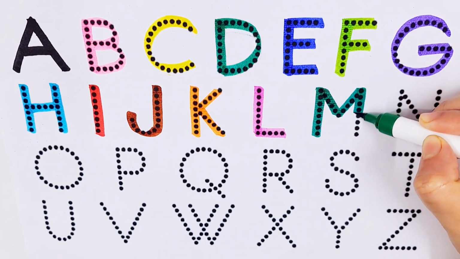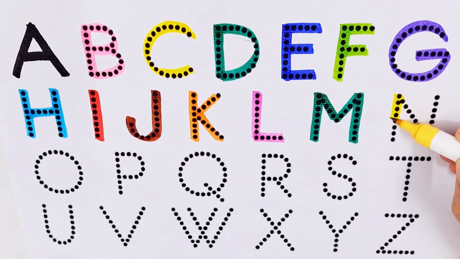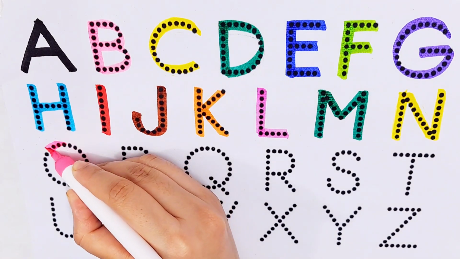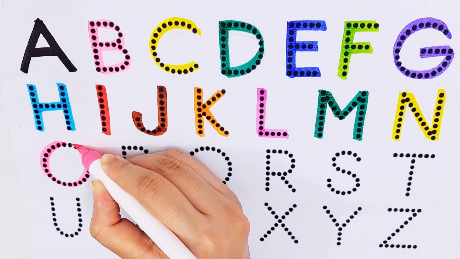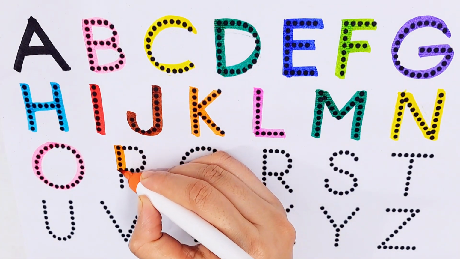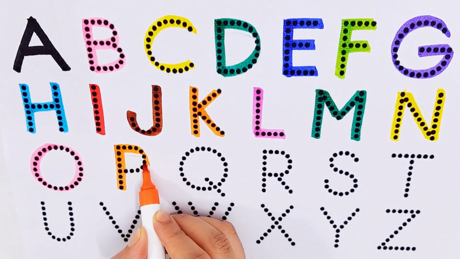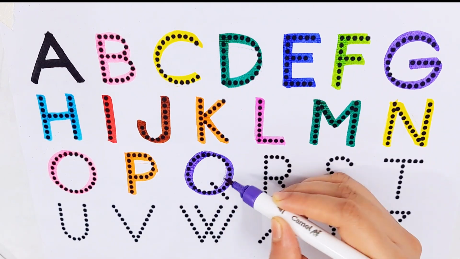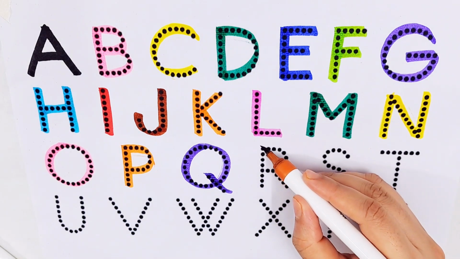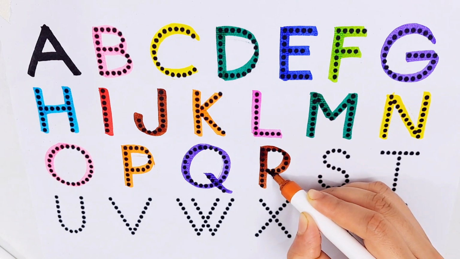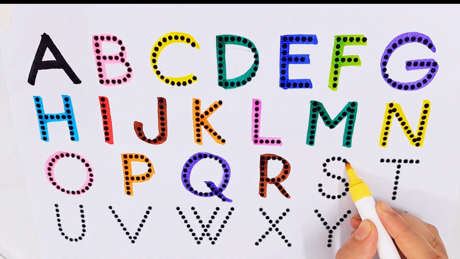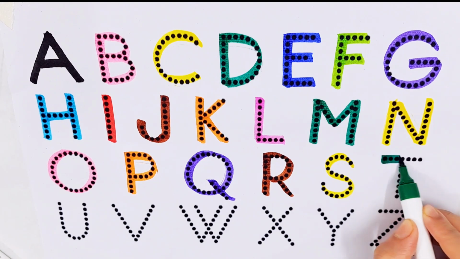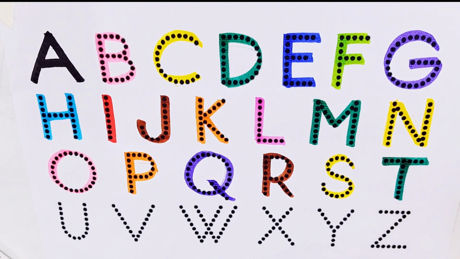M for moon. N for nose. O for oxygen. P for peacock. Q for queen. R for rain. S for sun. T for tree.